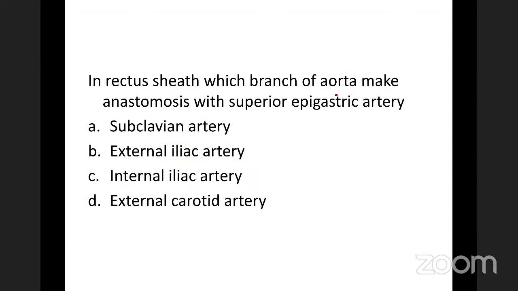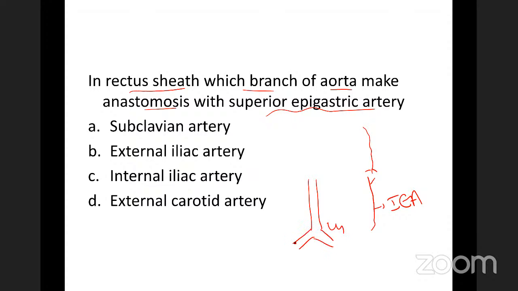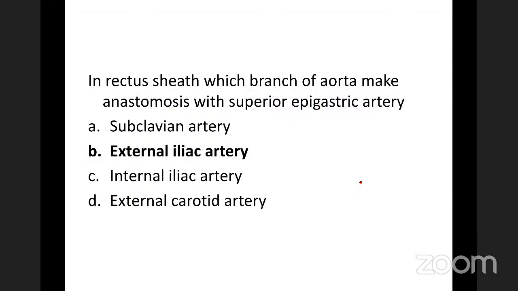In rectus sheath, which branch of aorta makes anastomosis with superior epigastric artery? In rectus sheath, we studied superior epigastric artery anastomosed with the inferior epigastric artery. So we have already discussed that aorta at the level of L4 divides into common iliac artery. Common iliac artery will divide into external and internal iliac artery. From the external iliac artery, inferior epigastric artery will arise. So the answer here is external iliac artery, which will give rise to inferior epigastric artery, which will anastomose with the superior epigastric artery.